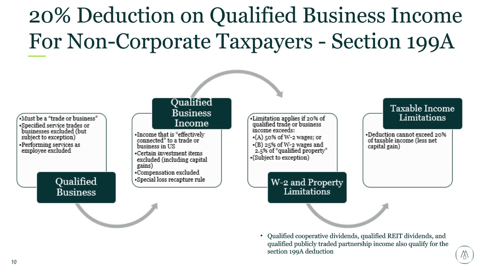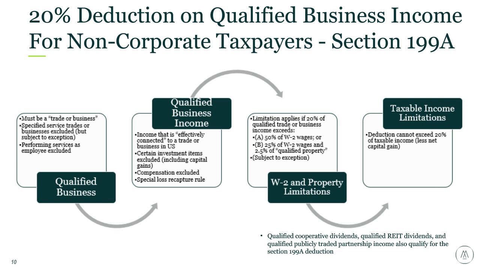There are then two exclusions you need to think about. The first is for specified service trades or businesses, which cannot be qualified businesses. We'll get into that in a minute in a further slide. And the second is that performance of services as an employee does not count as a qualified business. So my employment with Moss Adams does not qualify me as being in a qualified business.